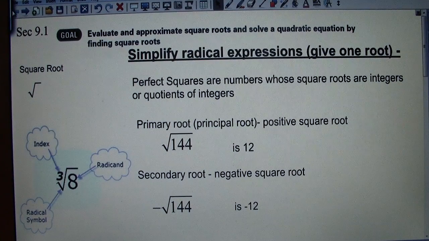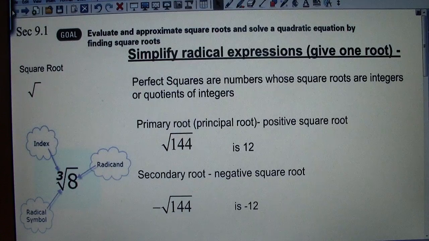Today we're going to start Chapter 9 and we're going to do Section 9.1. Our goal here is to evaluate and approximate square roots and solve a quadratic equation by finding some square roots. Now before we do that, I'd like for you to look to the left of your note page and let's identify some terminology and some symbols.